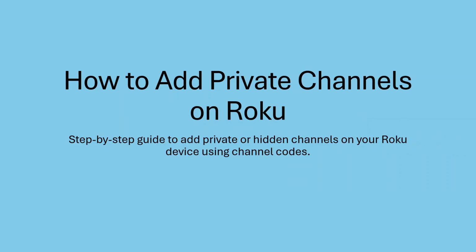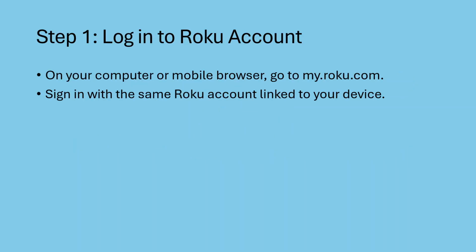In this video, I'll show you how to add private channels on Roku. Step 1. Log into your Roku account. On your computer or mobile browser, go to my.roku.com. Sign in with the same Roku account linked to your device.